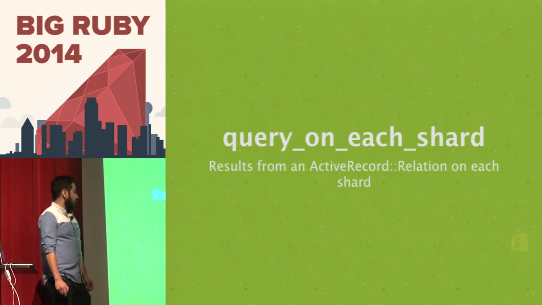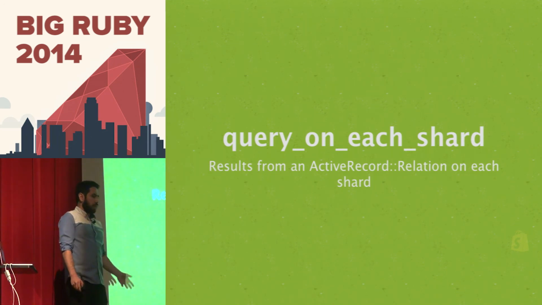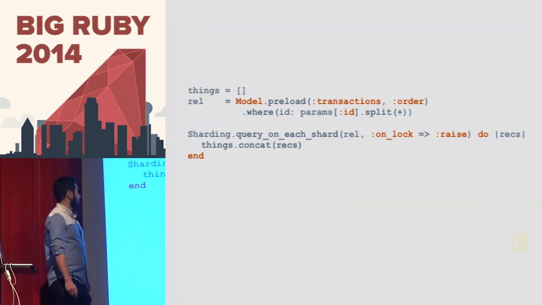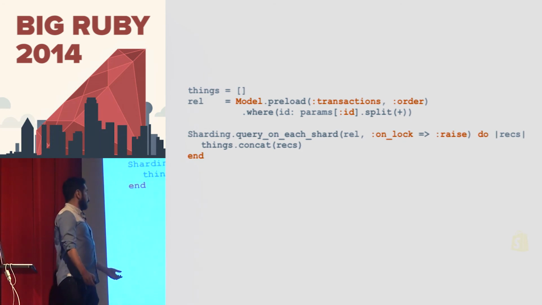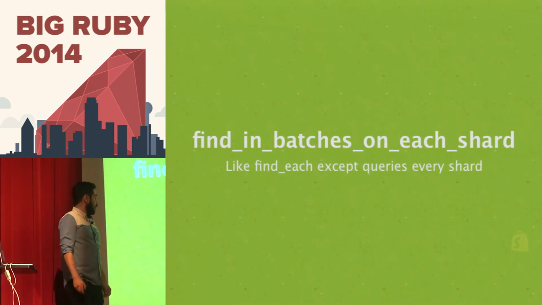We have two actual methods for this. One is query on each shard, which is just going to execute an Active Record relation on each shard, taking the logs and ignoring data that is not there. So you use something like this. You call query on each shard, you pass it a relation, you decide what to unlock, and you do whatever you need to do. There is also find in batches on each shard.